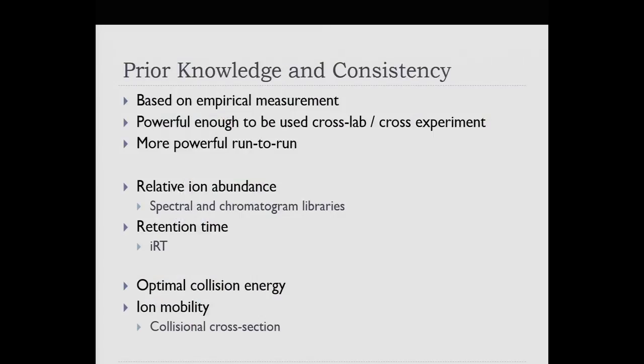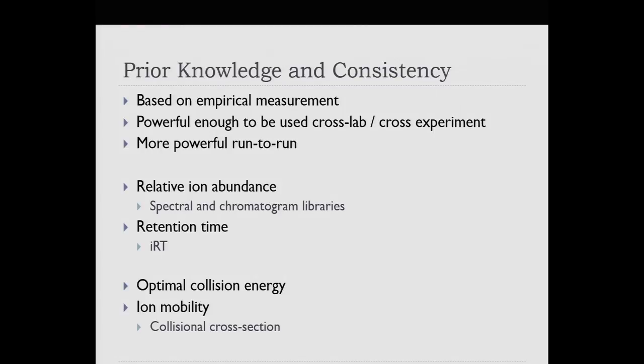But prior knowledge is incredibly important, and that's because there are a number of things about peptides in mass spectrometers that are very consistent. So we can measure those physiochemical properties of peptides, or the things that are impacted by them, and those measurements are powerful enough to be used cross-lab and cross-experiment, but they're also more powerful run-to-run, and we're going to see that in the tutorial we're about to do.